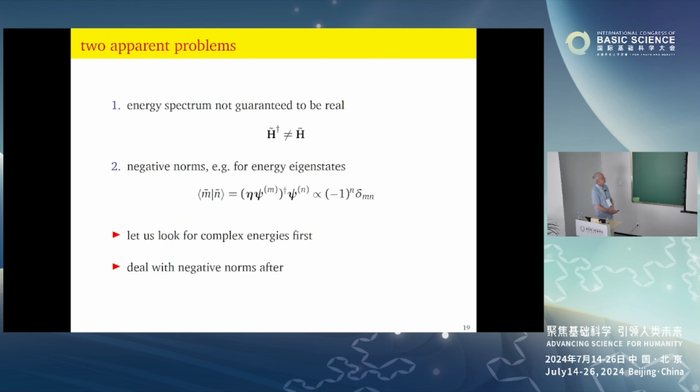So we have then these two apparent problems. Energy spectrum is not guaranteed to be real, basically because this matrix is not Hermitian. And we have negative norms. And if you look at the energy eigenstates, we'll be finding that their norms also alternate in sign, just like they do in the occupation number basis. Okay, so first of all, let's look for when and where and if these complex energies occur. And then I'll come back to negative norms.